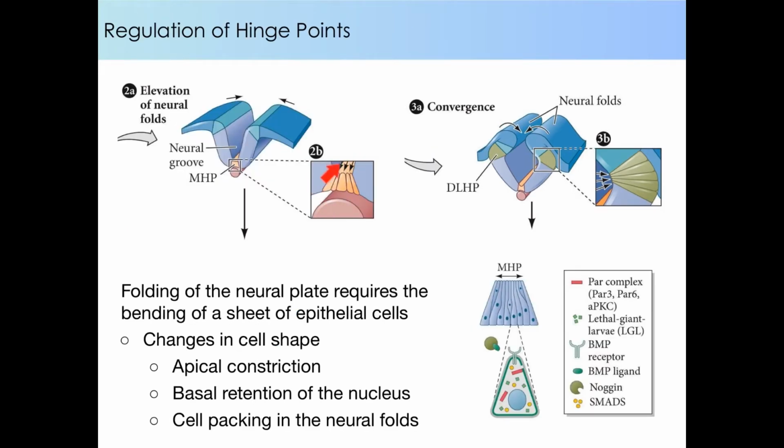The cells of the medial hinge point and the dorsolateral hinge point acquire the shapes that allow them to form those hinge points as a result of three major reasons. There are changes to the actin cytoskeleton that lead to the formation of an apical constriction, which is what you're seeing here. So this is a constriction that results from contraction of actomyosin complexes that are located at the apical side of the cell. There's also the movement of the nucleus toward the basal side of the cell, so that allows the apical side of the cell to be more narrow than the basal side. Finally, the amount of proliferation that happens in the neural folds increases, and that increased proliferation is thought to promote the bending at this location.